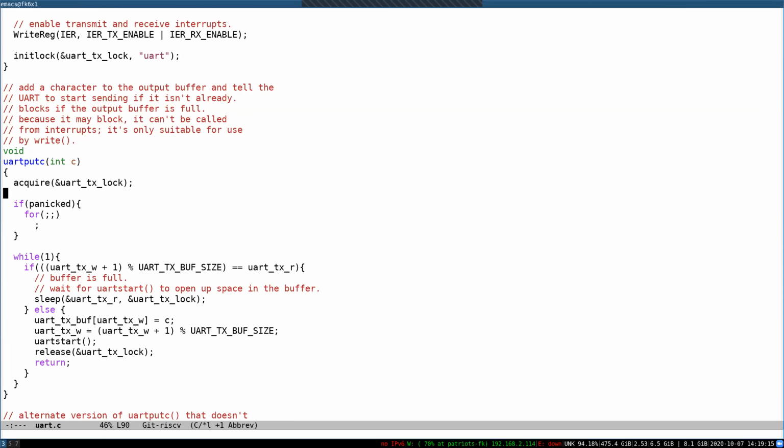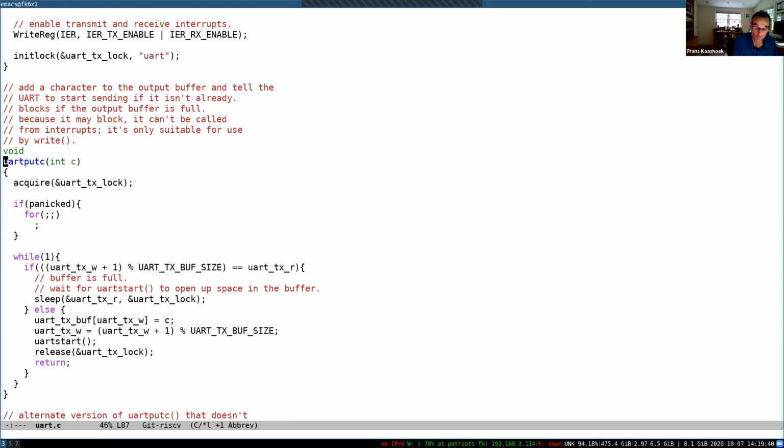Perhaps it could be interrupted because of the clock, and then something happens and it needs to print something else, and it tries to do your put C again, but the lock is already taken. Yeah, that might be a possible scenario. There's a much more direct example for this.